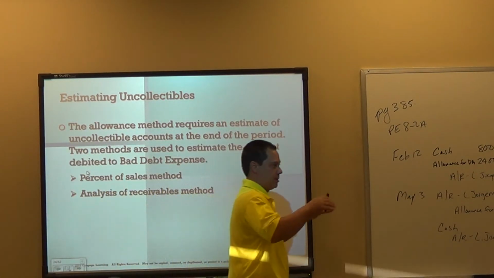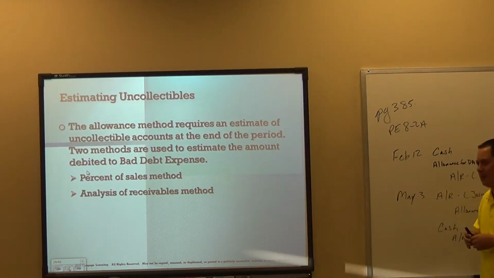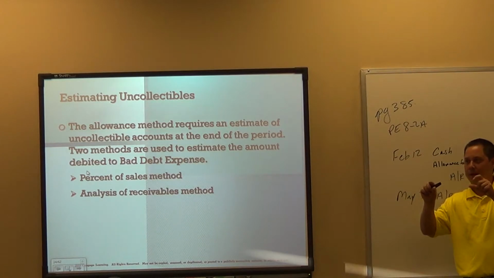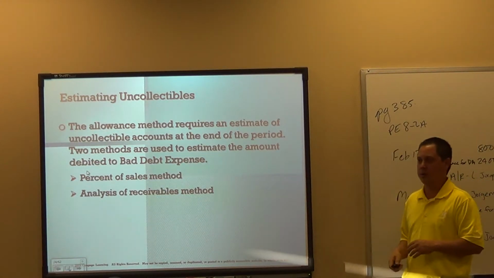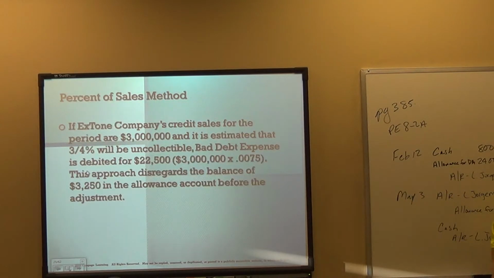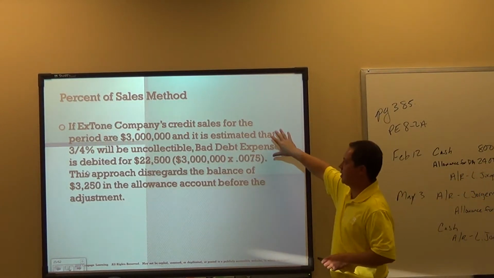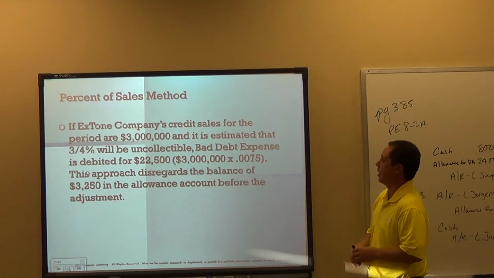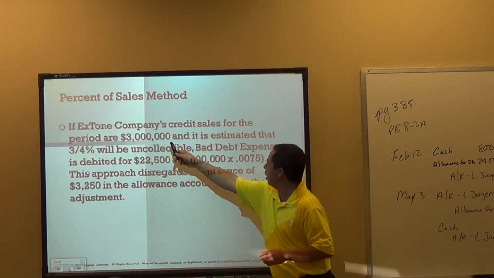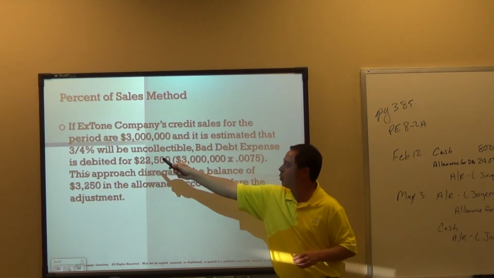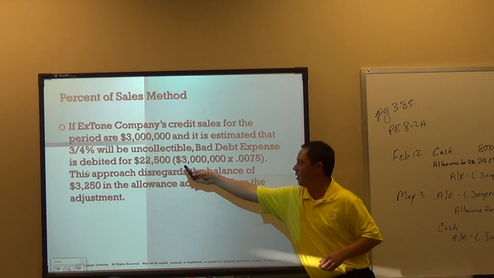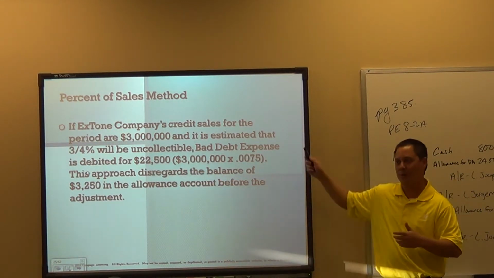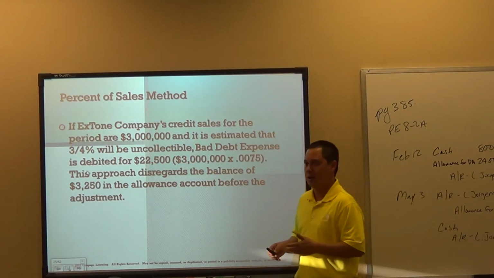And in the analysis, when we really look into it, the question is, how many people are outside that? Who are the ones that we think are in trouble? We analyze that, and then start taking some of those values as part of it. So there are two different methods there. The percent of sales method is basically this. The company's credit sales for the period are $3 million, and it's estimated that 0.75% will be uncollectible. So 22,500. That's more in line than what we saw before, which was huge in comparison.